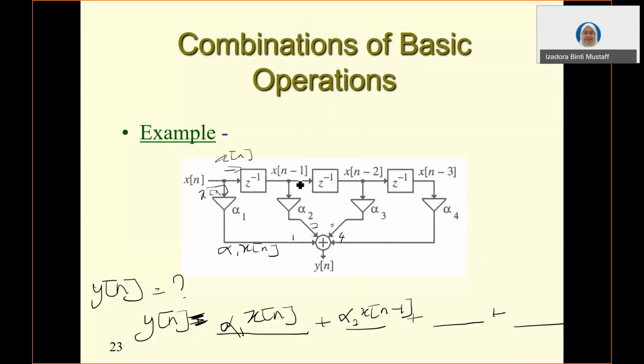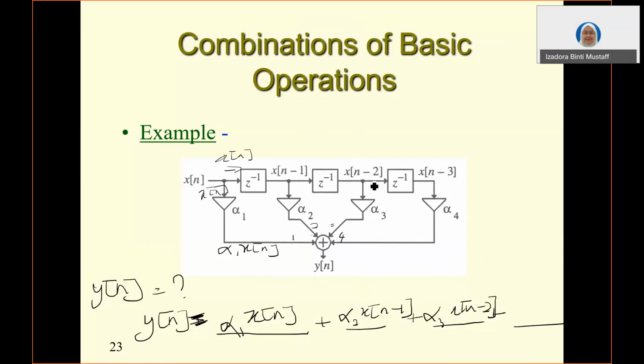Now, xn minus 1 goes into a delay unit once more, so it becomes xn minus 2. Xn minus 2 goes into the branching unit, and the outputs are the same: xn minus 2 here and xn minus 2 here. Here xn minus 2 is multiplied by alpha 3. So what you get is alpha 3 xn minus 2.